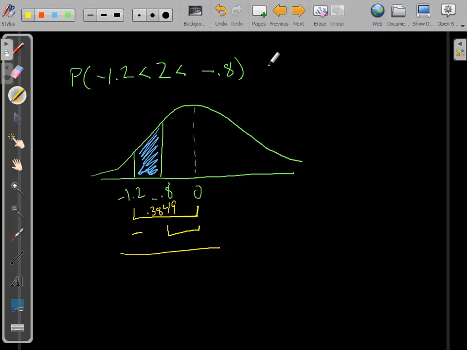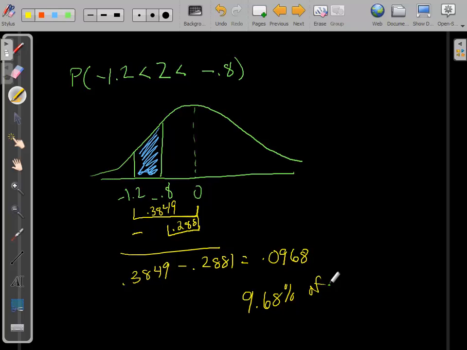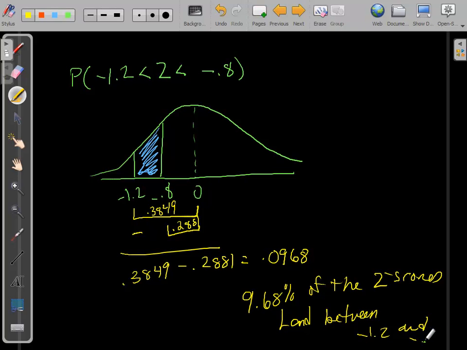And then to find the other one, 0.8, well, we actually just did that one. So this region right here was 0.2881. And when I take the difference in these scores, in other words, 0.3849 minus 0.2881, I get a probability of 0.0968. So in other words, we're saying that 9.68% of the z-scores land between negative 1.2 and negative 0.8. Okay. So let me pause and let you practice one or two.